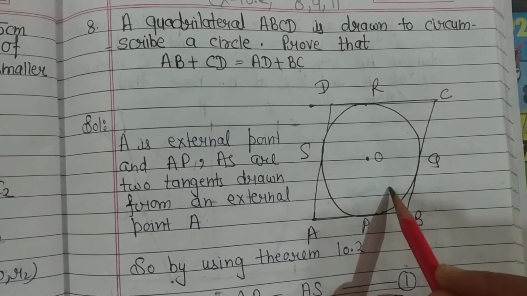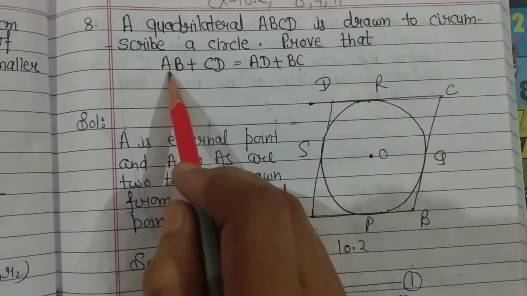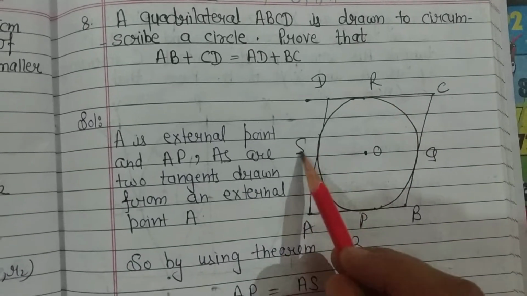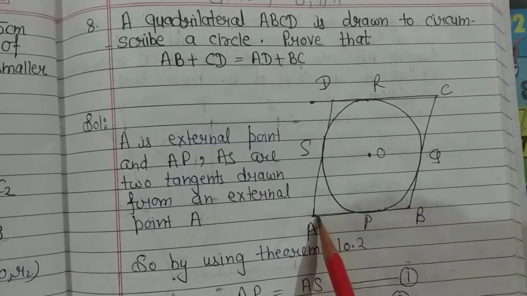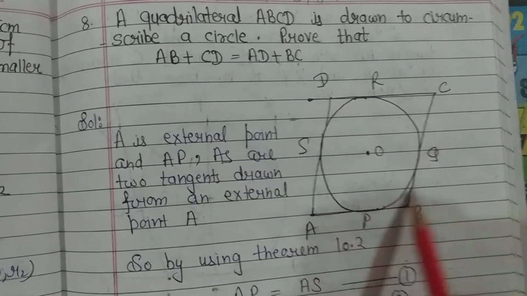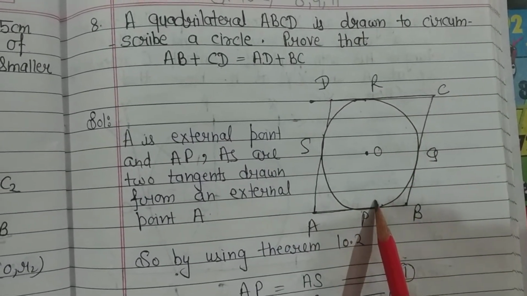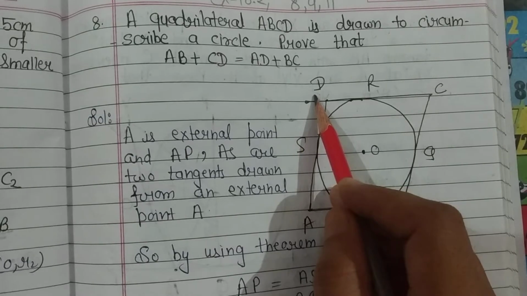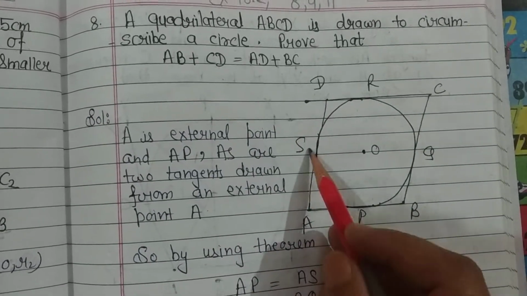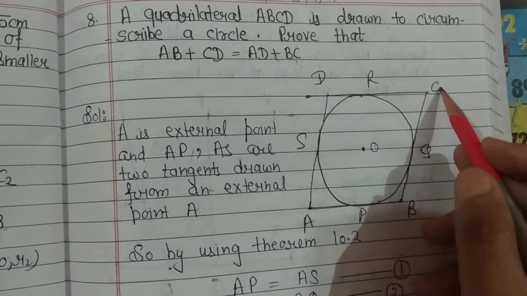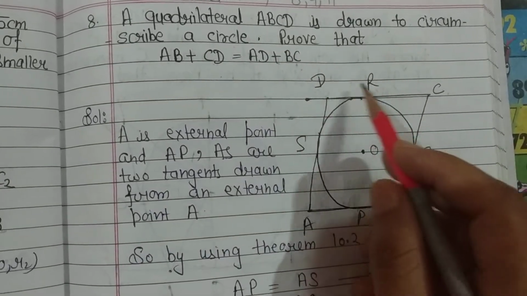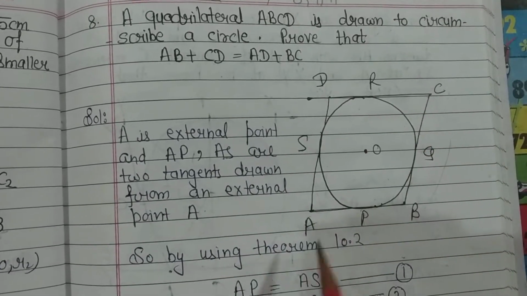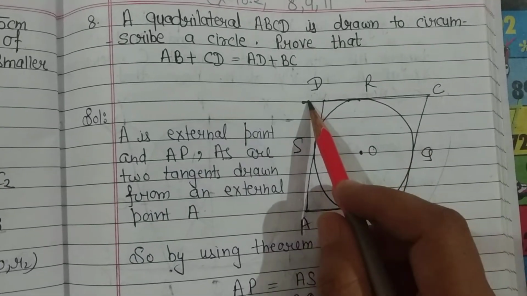Now what we have to show? We have to show that the sum of the opposite sides AB plus CD, the sum of the opposite sides are equal if a quadrilateral touches any circle. Now see here, ABCD will be the external points and AP, AS, BP, BQ, CQ, CR, DR and DS, these all are like the tangents from the external points A, B, C, D respectively.